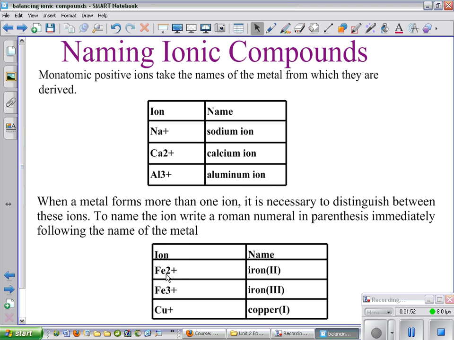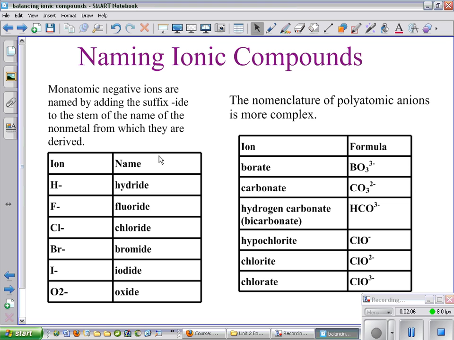If an element forms more than one possible ion, then you have to indicate the charge in parentheses after the name. For example, iron(II), iron(III), or copper(I). And when you name ionic compounds, if the negative half is a single element, then you simply take the name of the element, for example hydrogen, take off the end of it and put on -ide. Fluorine becomes fluoride, chlorine, chloride, bromine, bromide, etc.